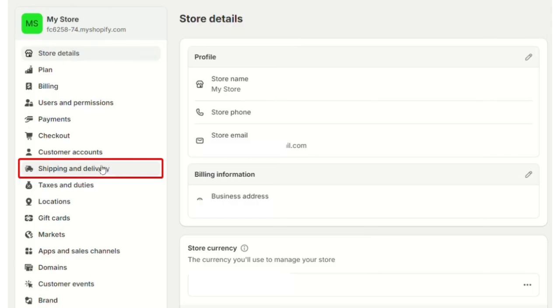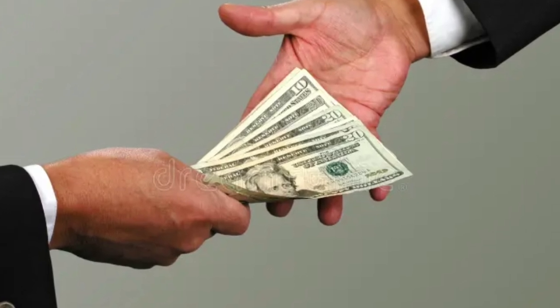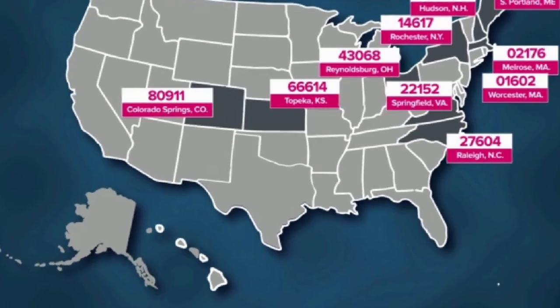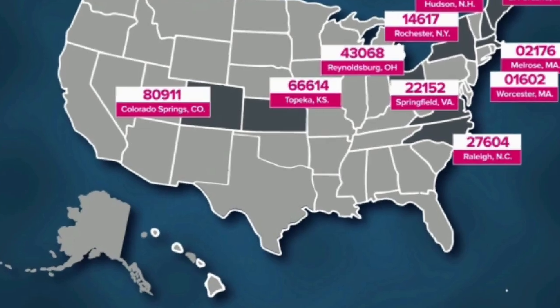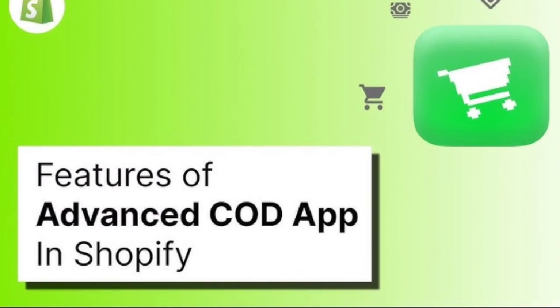Navigate to your shipping and delivery settings to verify that your rates align with your COD strategy. For example, you may want to offer specific express options for cash orders. If you need to restrict this payment method to specific zip codes or cities, or to add a surcharge service fee for the extra handling, use a third-party app like Advance Cash on Delivery.